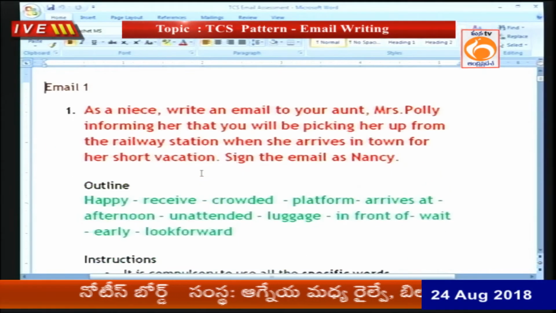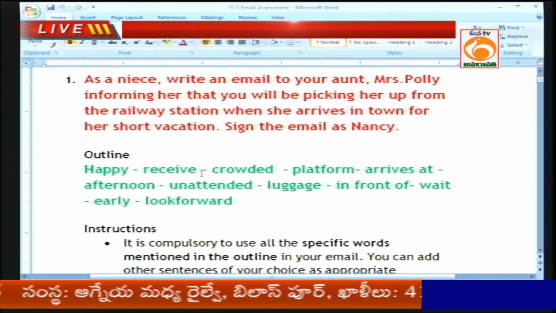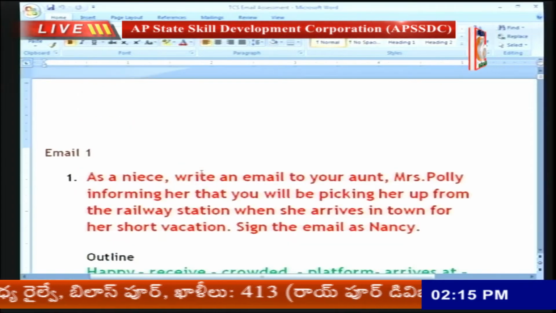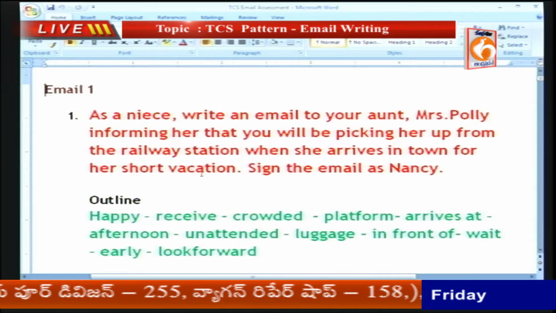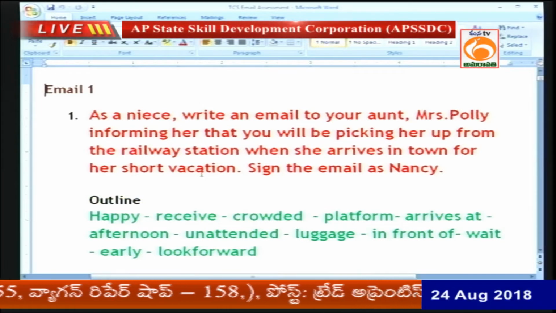Now as far as the email writing is concerned, the question would be something like this. This is something which I have covered in the past. I'm going to do a recap today for those who did not attend the session in the last 1 week. The question will resemble something of this sort.